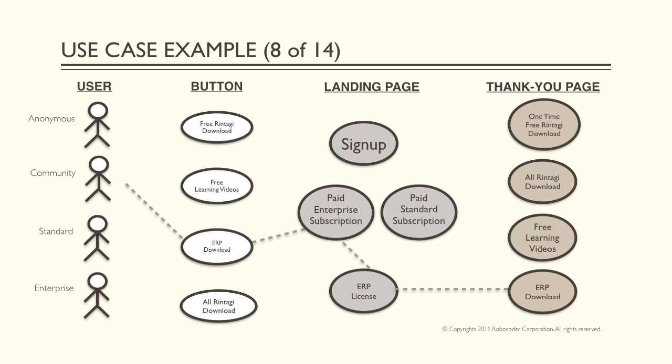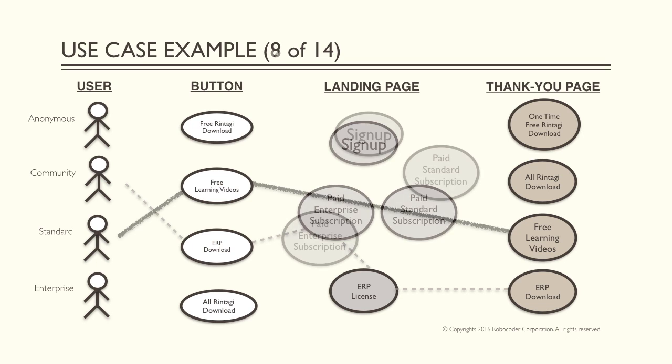If the community user wants to download turnkey ERP source code, after successful payment to become an enterprise user for at least 1 year, another landing page shows up for the selection of individual ERP modules and additional payment. After that, a thank you page shows up for the download of the selected ERP modules.